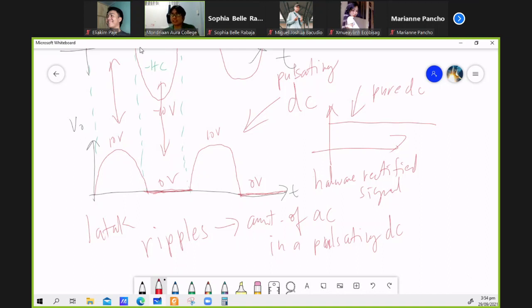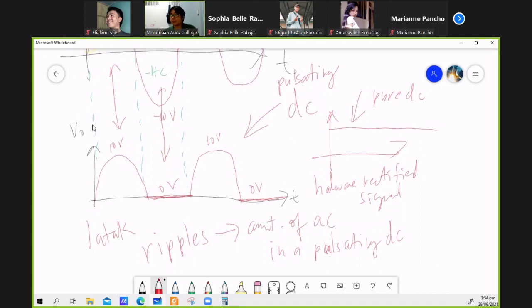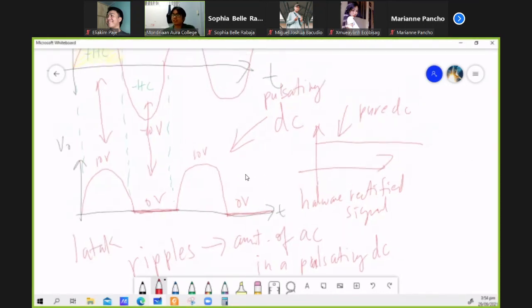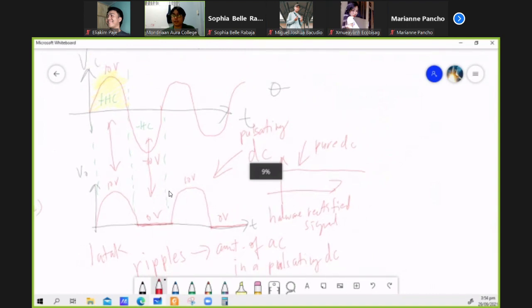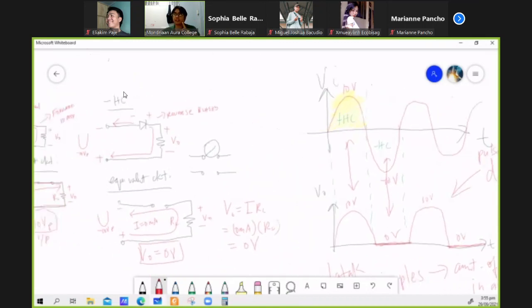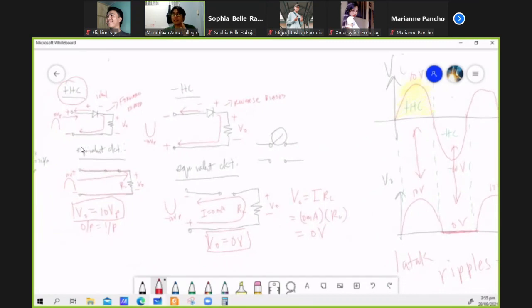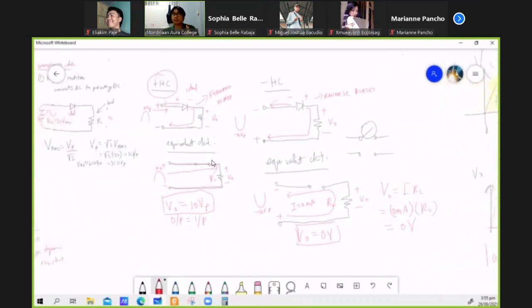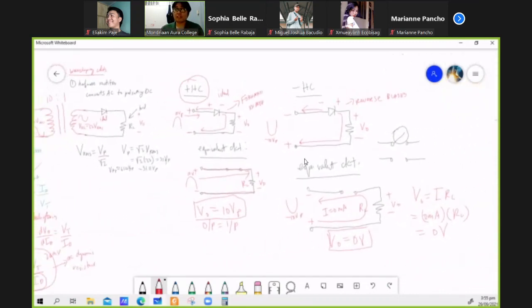Latak kasi. Bakit latak? Kasi siya yung natira ng AC. Dapat pure DC na yun, di ba? So yan yung latak. Okay, ripples. So this is a half-wave rectified signal. So we have converted the AC into DC. Pulsating na lang. Yun ang disadvantage ng half-wave rectifier. Kasi kalahati lang ng waveform natin ang na-utilize or nagagamit. Wherein sa full-wave rectifier, yung entire waveform natin ay nagagamit.